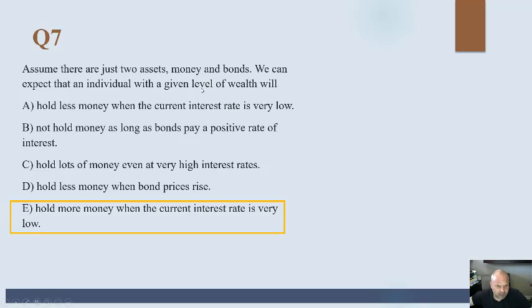So an individual with a given level of wealth will want to hold more money when the current interest rate is very low. The lower the interest rate, the lower the opportunity cost of having your money in bonds.